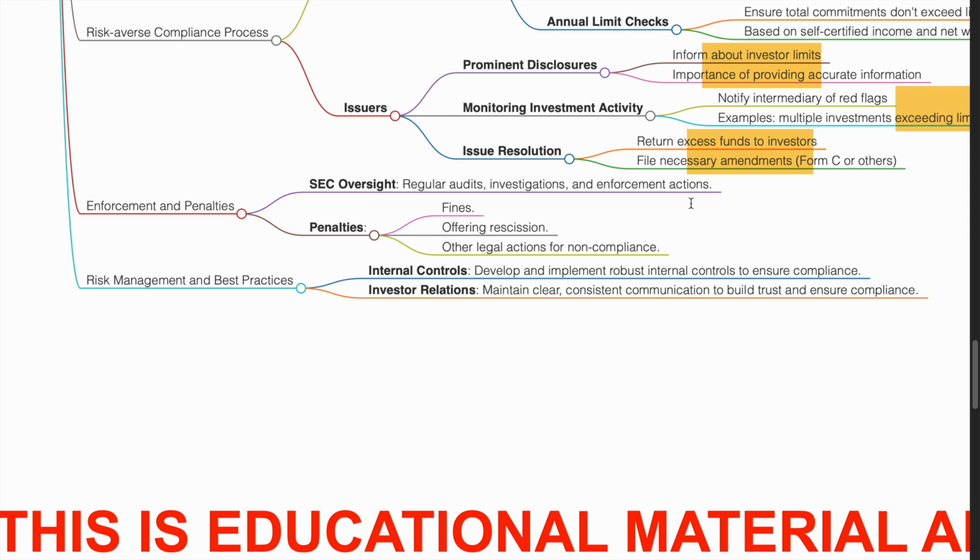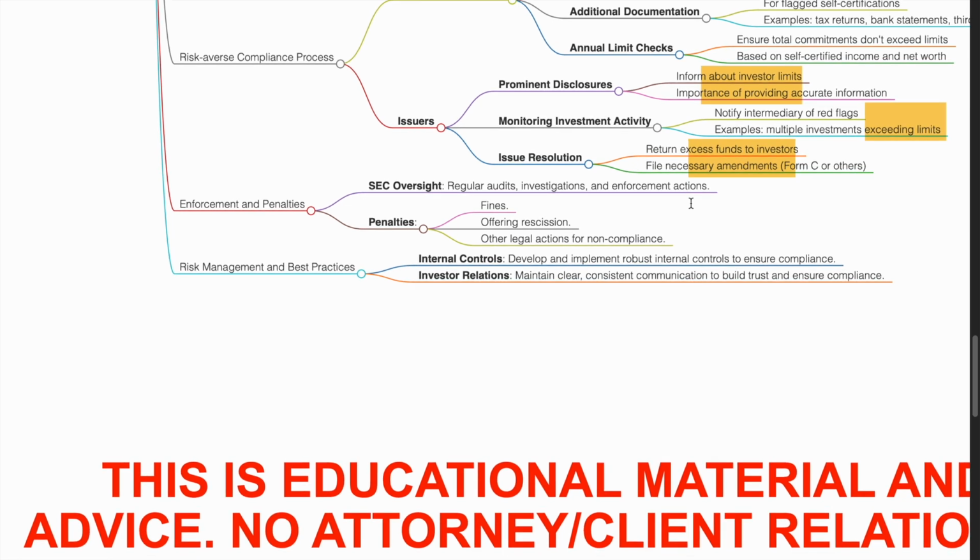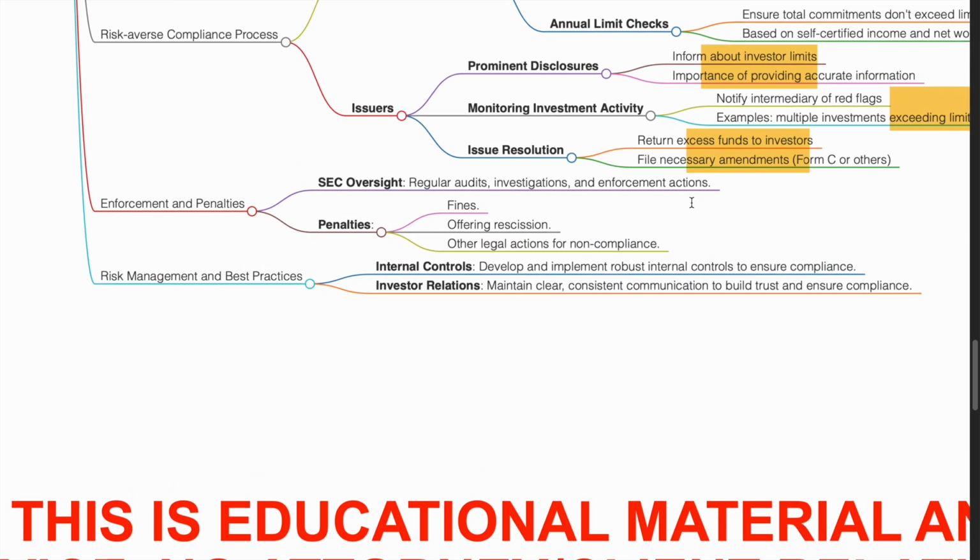Very briefly, just to keep in mind what you're dealing with if you do any of this stuff wrong, intentionally certainly, but even potentially negligently, right? There is a ton of SEC oversight. There are tons of audits, investigations, and enforcement actions, and there are penalties in the form of fines. Your entire offering can be rescinded outright, and obviously there can be additional legal actions for noncompliance. So in general, just keep in mind basic good risk management and best practices.